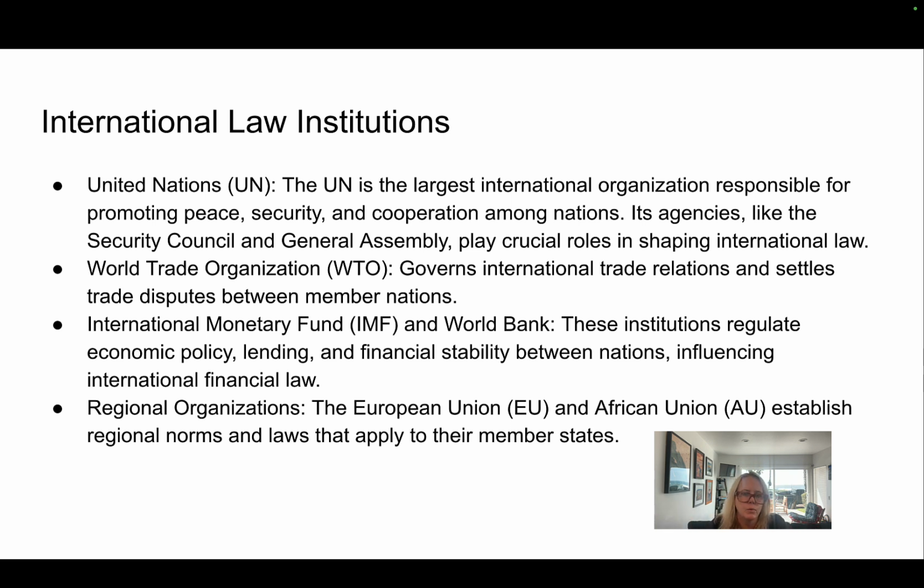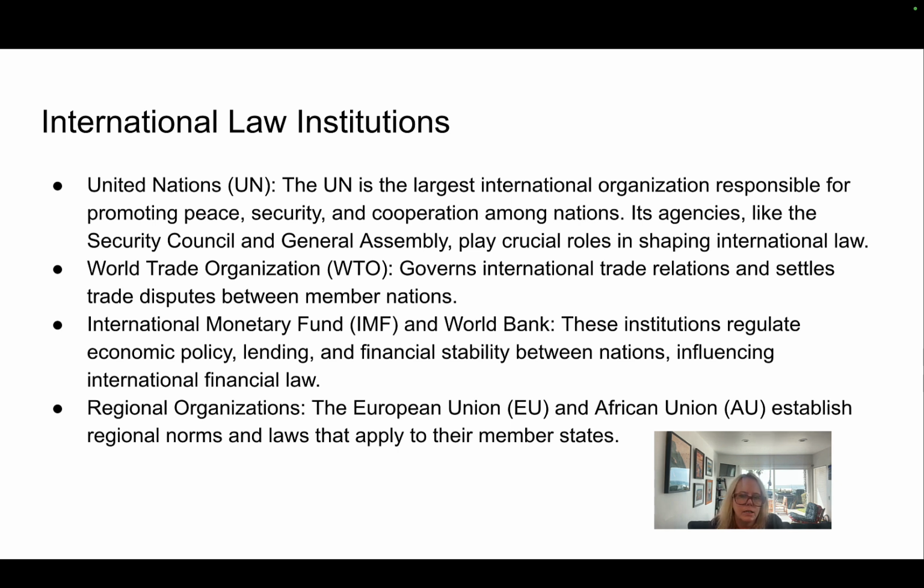The IMF and World Bank are institutions that regulate economic policy, lending, and financial stability between nations, influencing international financial law. The IMF is generally the lender of last resort for countries that are in big financial trouble. And generally when the IMF lends money, they require a combination of economic and political reforms as a condition of receiving funding.